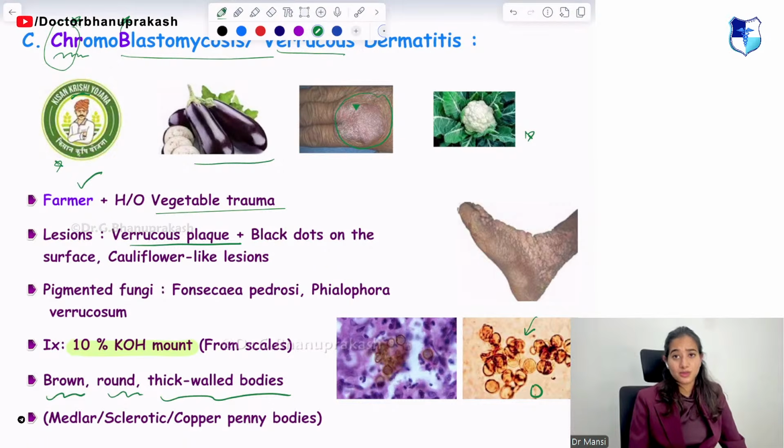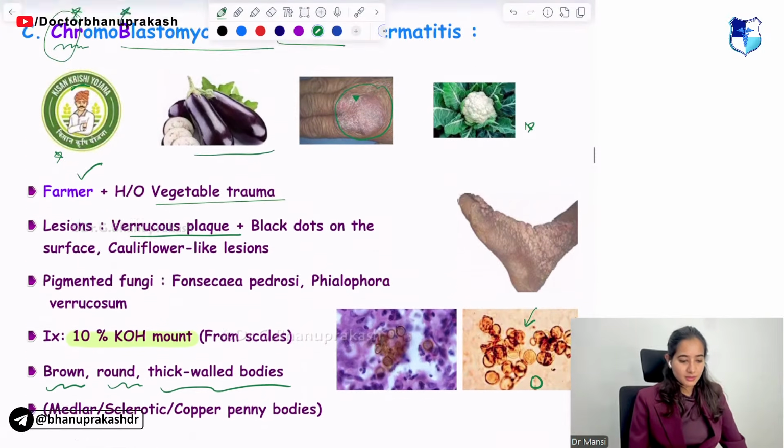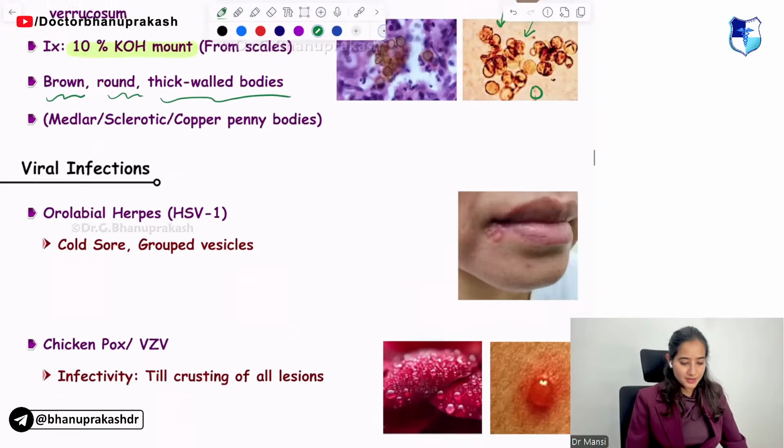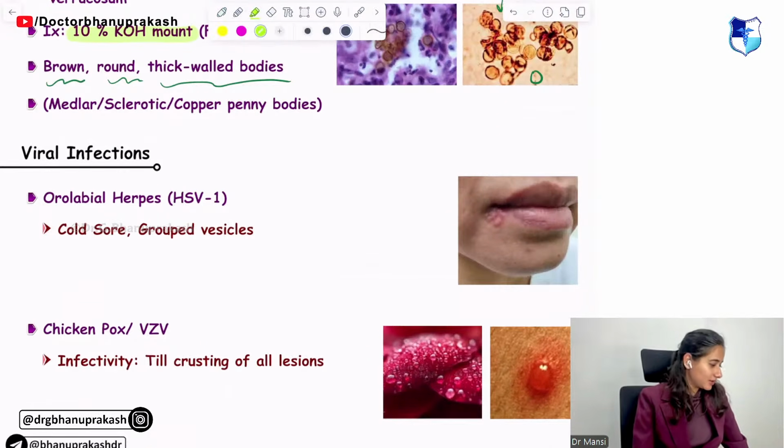Nobody is going to ask you the name of the fungus. But yes, an image-based question can come. It can be associated with this image. It can come from your microbiology side as well, so just study it in conjunction with that. And let's move to the viral infections.